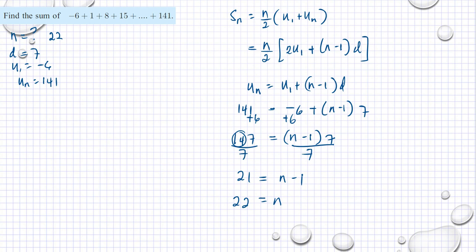Now we are ready to solve. S of 22 is equal to 22 divided by 2 multiplied by negative 6 plus 141. Then we have 11 multiplied by 135. Negative 6 plus 141 is 135, times 11, 1,485. That's the sum.